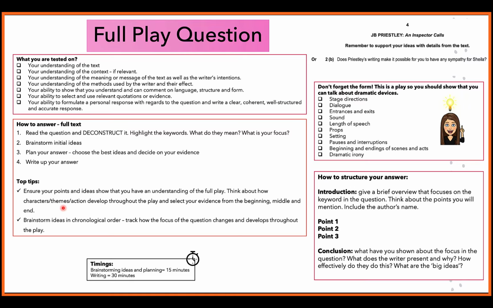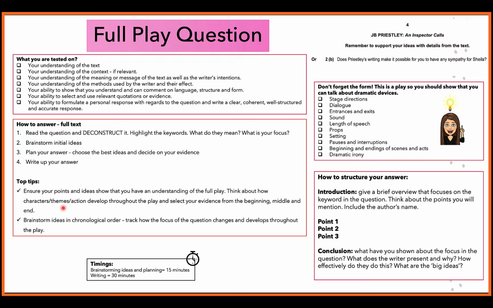If we're thinking about this question, you could think about, how is Sheila introduced at the beginning of the play? How do we feel about her? And then bring in this keyword of sympathy. Think about, to what extent do we feel sympathy for her? If you do, what is it that makes you feel sympathy? That will be your evidence. Think about something specific that happens.